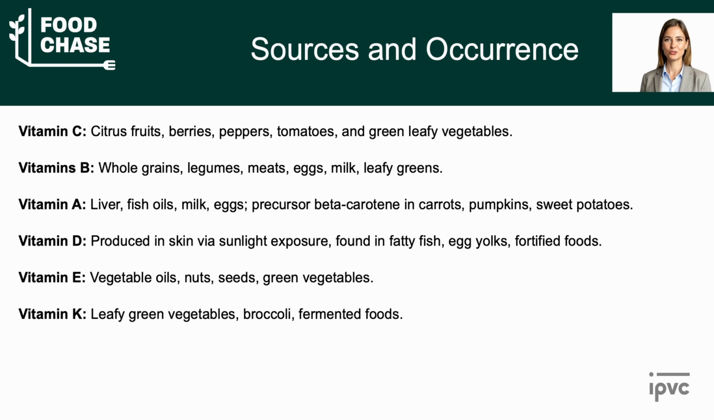Vitamin D: produced in skin via sunlight exposure, found in fatty fish, egg yolks, fortified foods. Vitamin E: vegetable oils, nuts, seeds, green vegetables. Vitamin K: leafy green vegetables, broccoli, fermented foods.